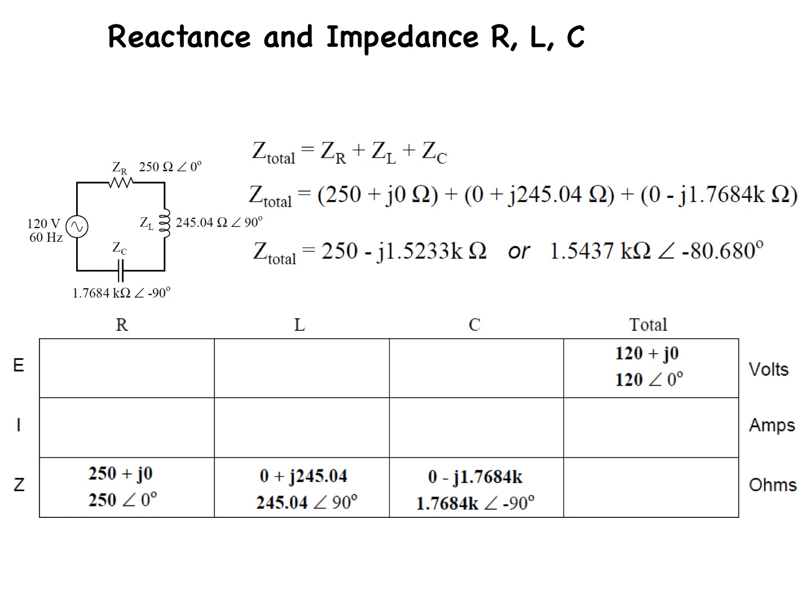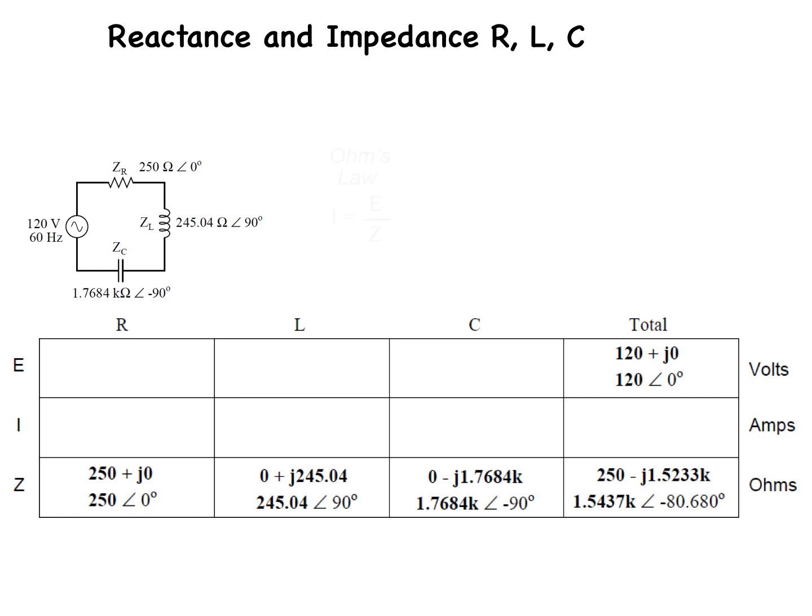And if you add that all up, you'll get 250 minus J 1.5233 k ohms. And you can convert that to polar form notation as well, which is 1.5437 k ohms at minus 80.680 degrees. And we can put that in our table at the bottom right-hand corner, which is the total impedance for the circuit.